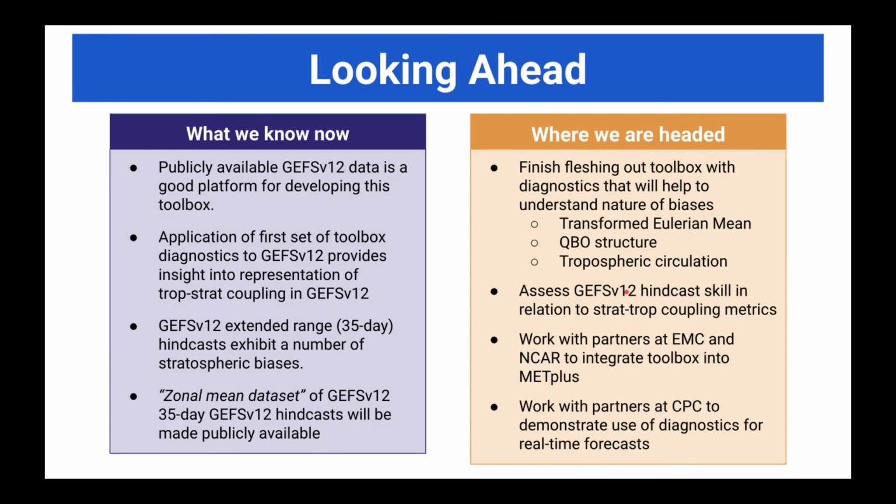The other problem is that since we're specifically interested in strat-trope coupling, it's also a ton of data for us to wrangle, since we need several fields and basically all the pressure levels that we can get to be able to examine how these strat-trope interactions look. So essentially what we've done is we put together a zonal mean data set of the 35-day GEFS v12 hindcasts as netCDF files. I put a screenshot over here that shows what's contained in these files, but it's mostly just things like zonal winds, geopotential heights, temperatures, and things like that.